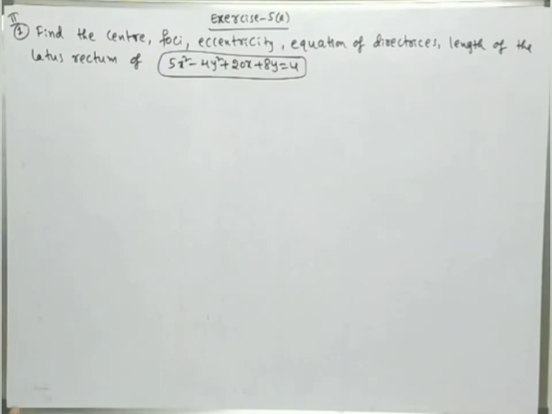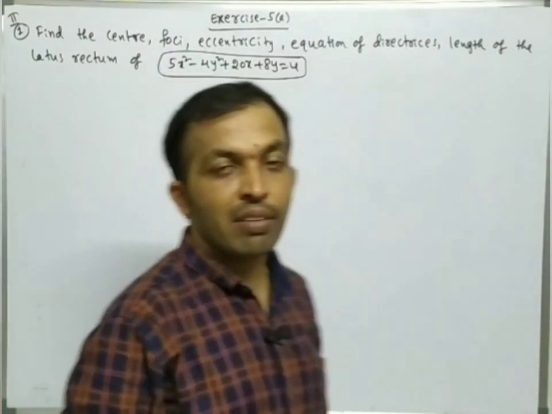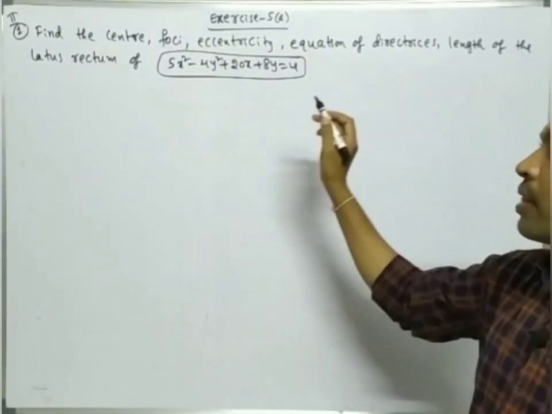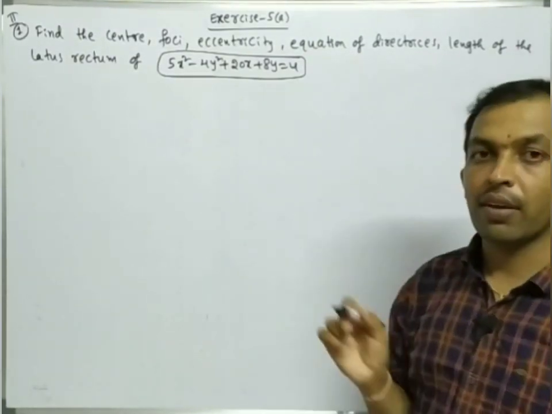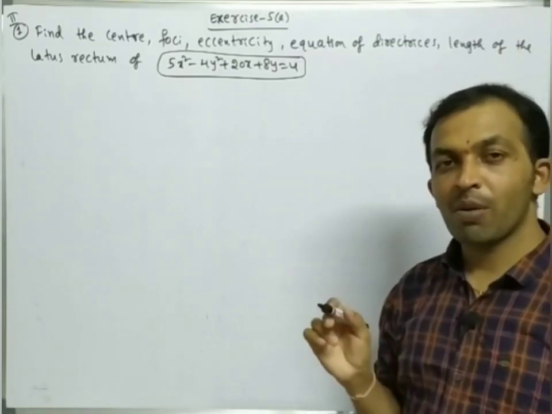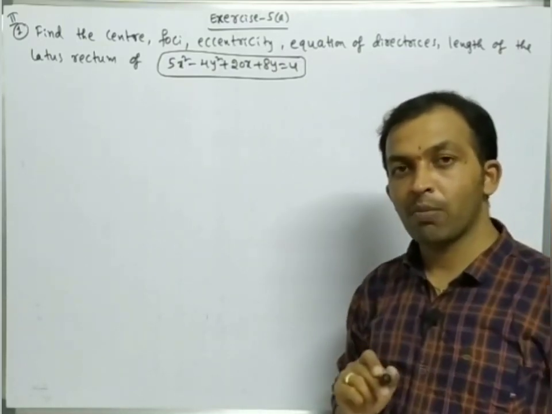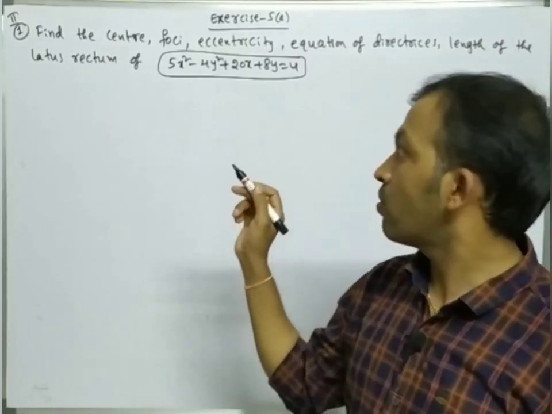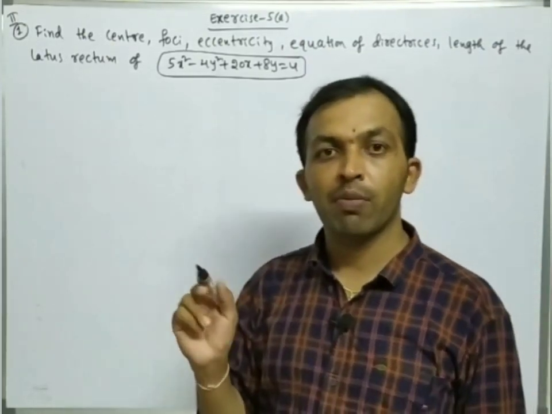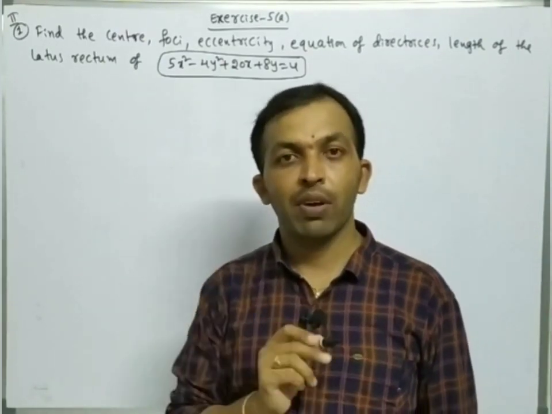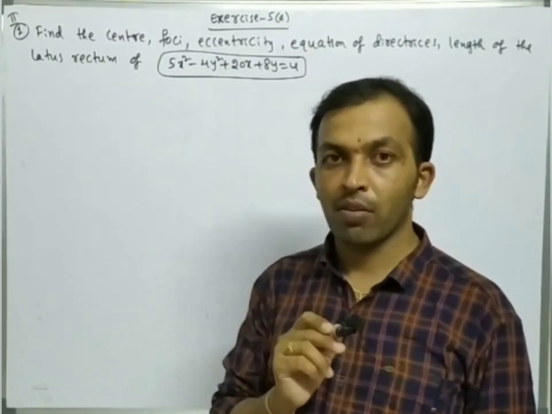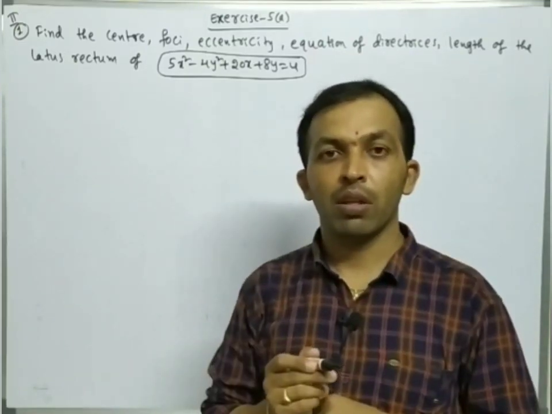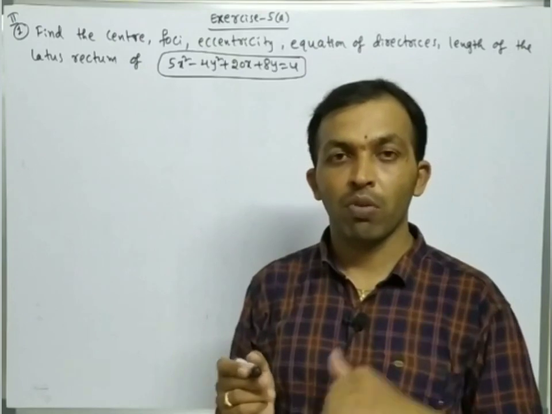Next, find the center, foci, eccentricity, equation of the directrices, and length of the latus rectum of this given equation. This type of problem we did in parabola as well as in ellipse. The way of solving this problem is to convert it using the completing square method into any one of the 4 forms.